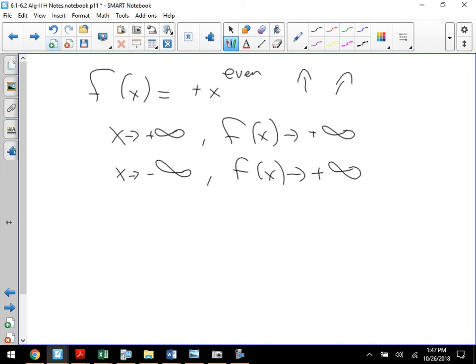And then as f of x, negative coefficient, even exponent, tails are down, down.